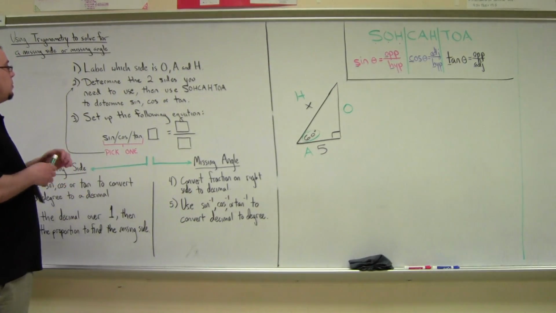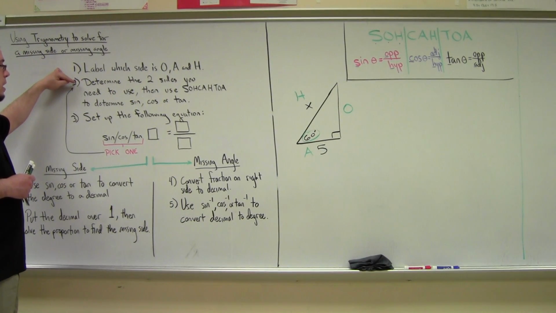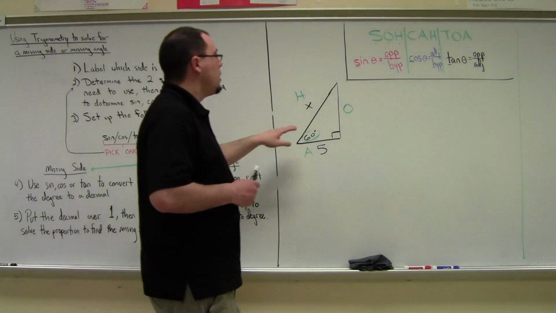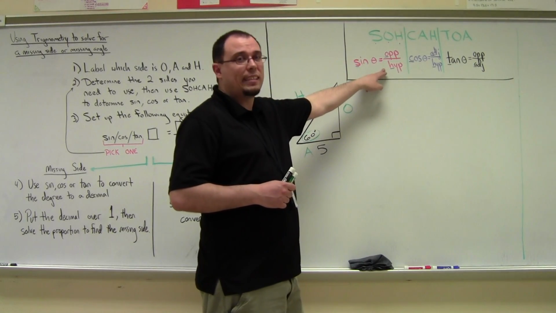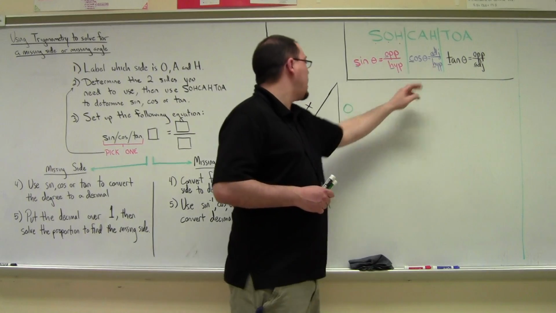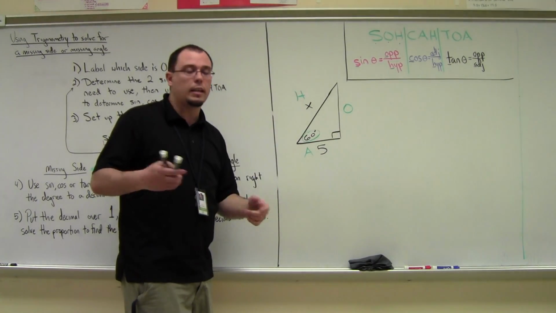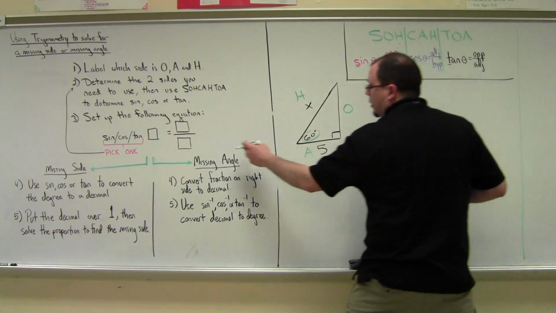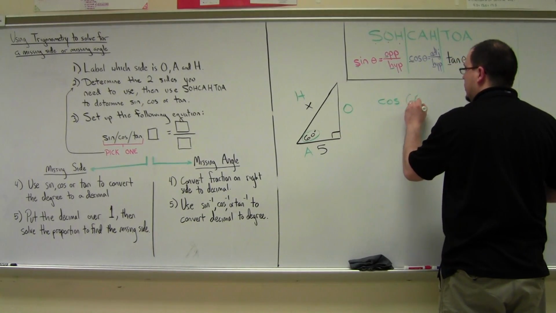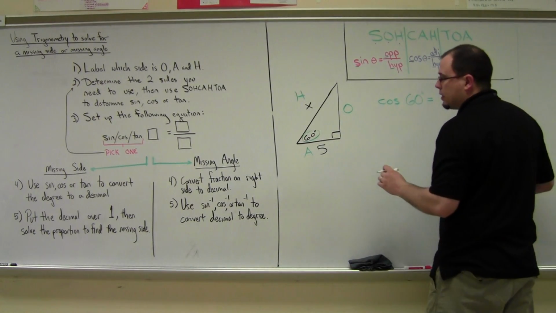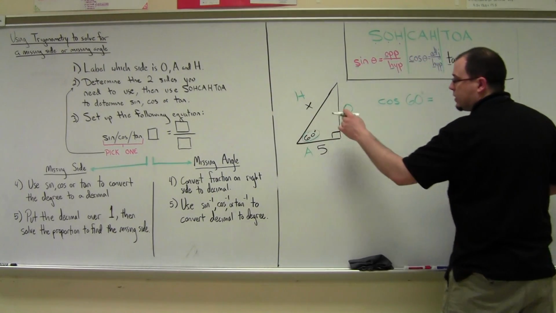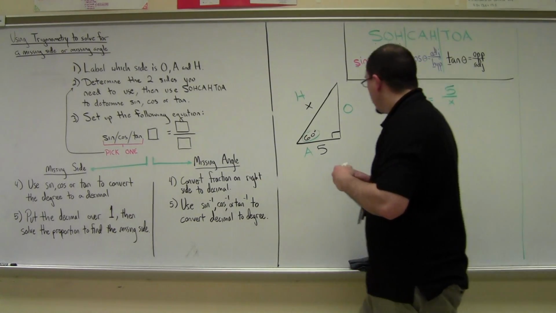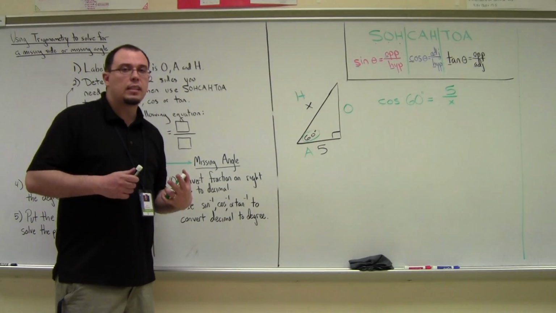So the next thing we want to do is determine the two sides we're using, adjacent and hypotenuse, then use SOHCAHTOA to figure out if we're going to use sine, cosine, or tangent. So here's sine, we have opposite hypotenuse, that's not it. Here's cosine, adjacent and hypotenuse. That's what we're looking for, so we're going to use cosine. So we're going to write cosine of whatever the degree is, which in this case is 60 degrees. And that's going to equal our ratio that we can set up. So it's going to be adjacent over hypotenuse, so we're going to get 5 over x. So that's our setup, whether we're looking for a missing side or a missing angle.